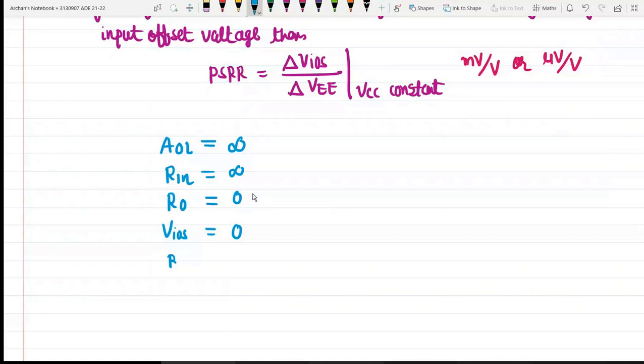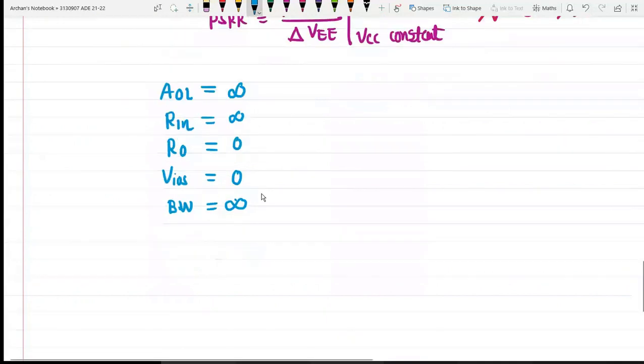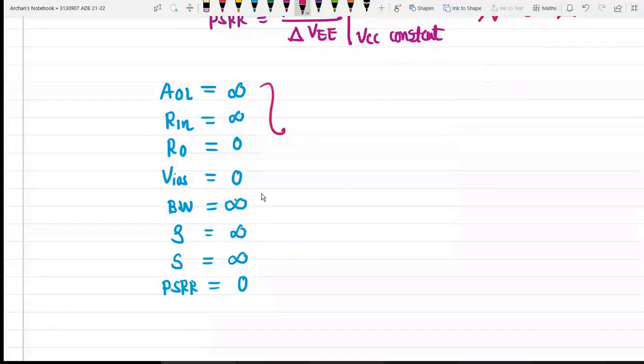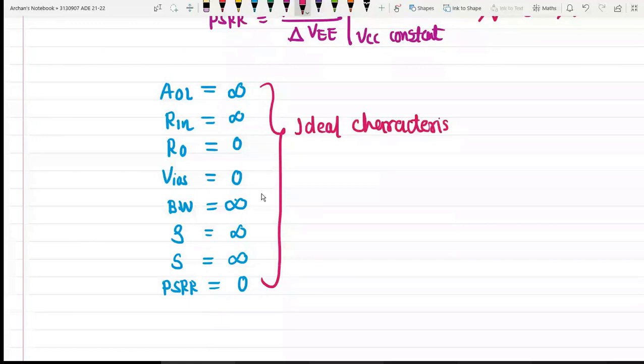If I talk about the bandwidth of op amp, ideally it should be equal to infinite. Okay, if I talk about the common mode rejection ratio, it should also be equal to infinite. If we talk about the slew rate, it should also be equal to infinite. And if I talk about PSRR, just we have seen that should be equal to 0. Okay, so this is nothing but the ideal characteristics of operational amplifiers, or we can call it op amp.